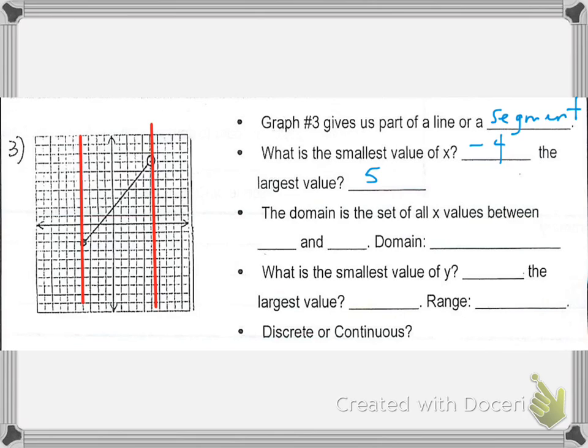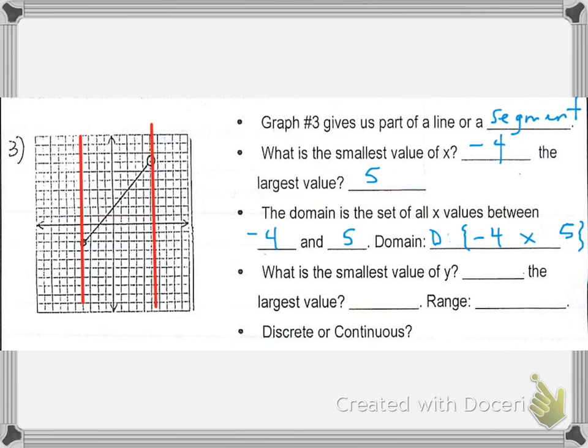So the domain is a set of all x values between what? -4 and 5. Now this is where students struggle. If you set this up just like this, you're going to be okay. Here's what you do when you write the domain, because this looks a little weird. You're going to put domain, everything's the same here, okay? And you're going to put the smallest number, x, and the largest number.